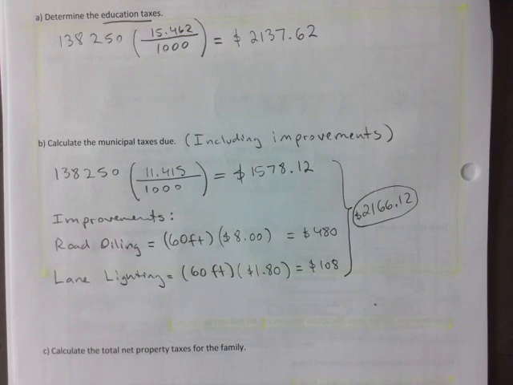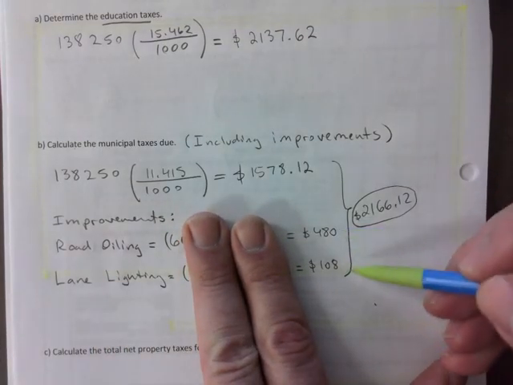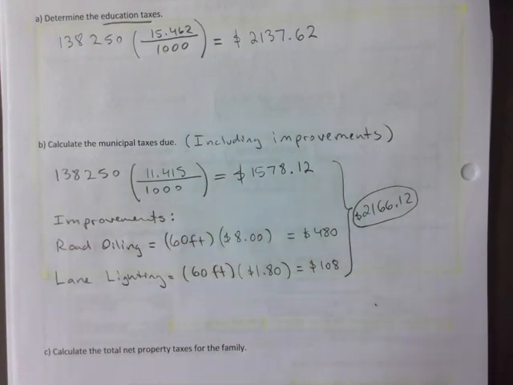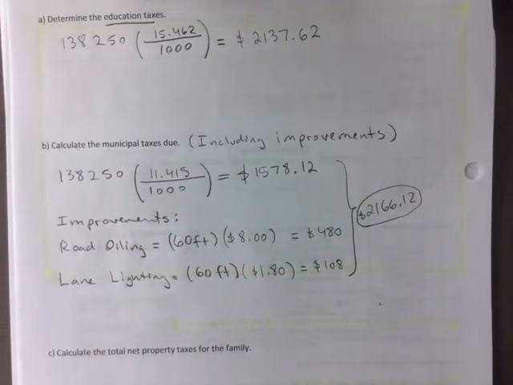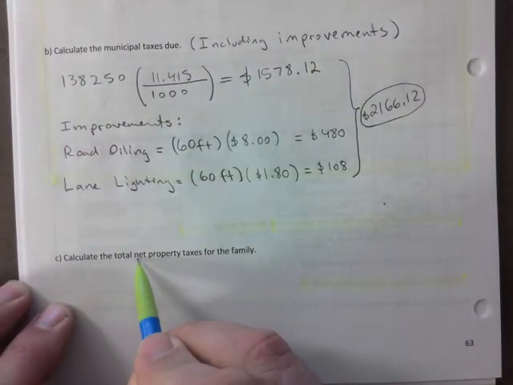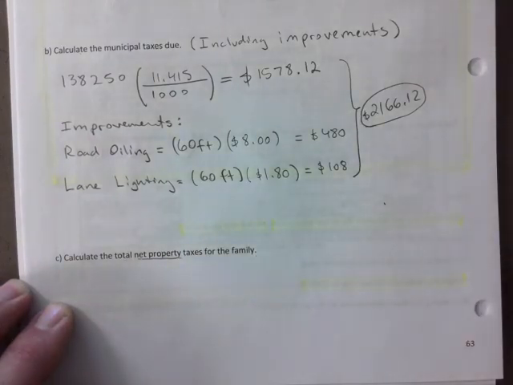It could have been that I just flat out gave you what road oiling is, 480, 108, right? So then that's it. Like, don't go ahead and do this. If there's no frontage, if you don't know what the width is of your property, you can't even do it, right? So education, municipal, and now we're gonna figure out the total, the net property taxes. Calculate the net property taxes for the family. So we go like this.